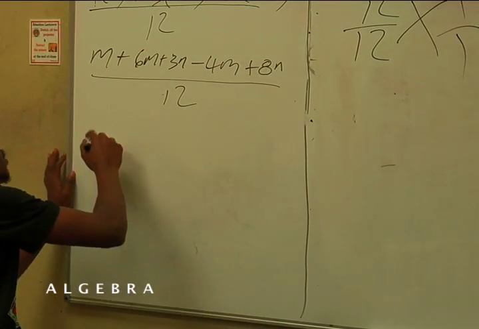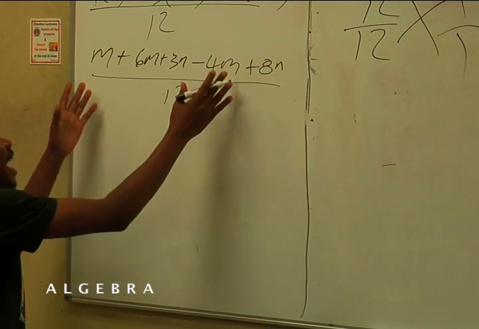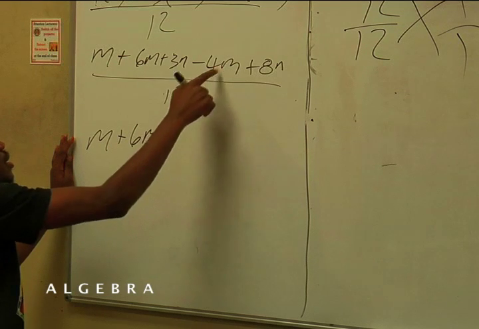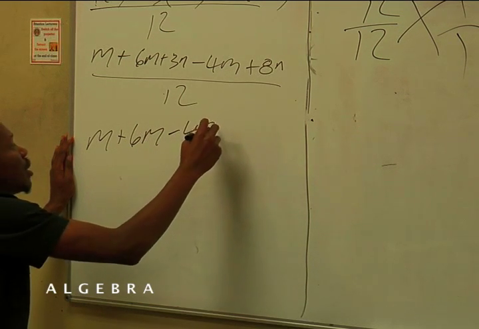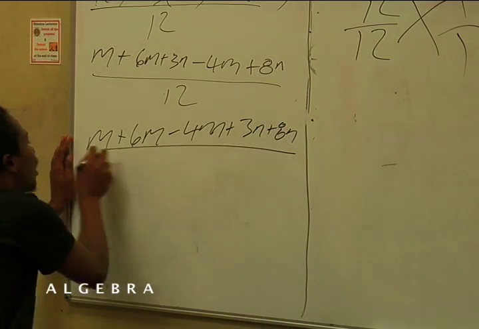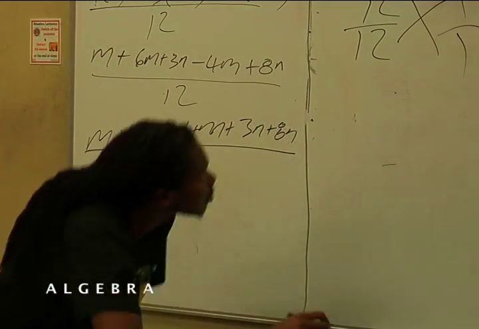So we come right here now and we put all of the like terms: m plus 6m minus 4m plus 3n plus 8n, all over 12.